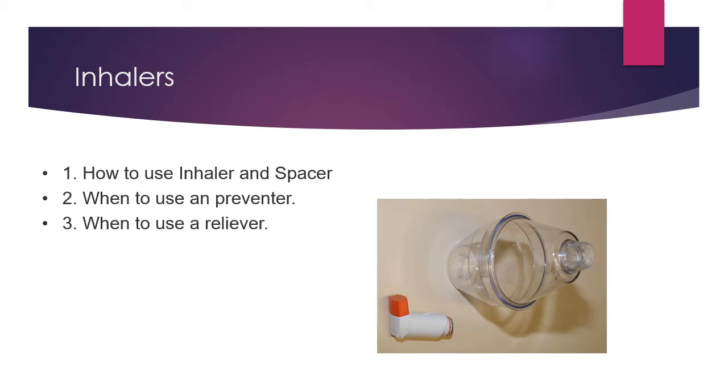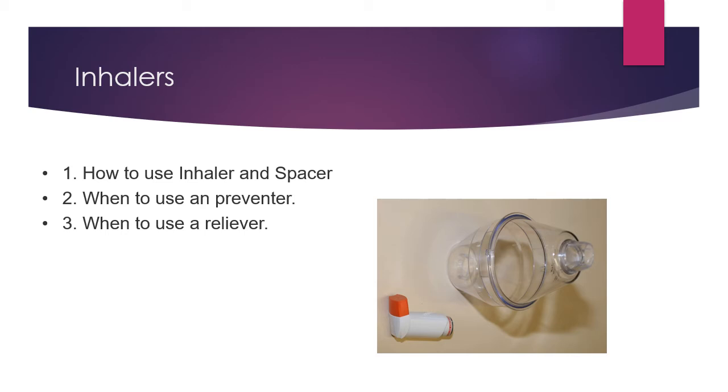I know my son has been suffering a little bit with asthma, and he was given a spacer, but he's only very young, so that's probably why he was given a spacer, to make sure that he was getting all of what he needed from that inhaler. So as I said, there's two different types of inhaler. There's a preventer and a reliever.